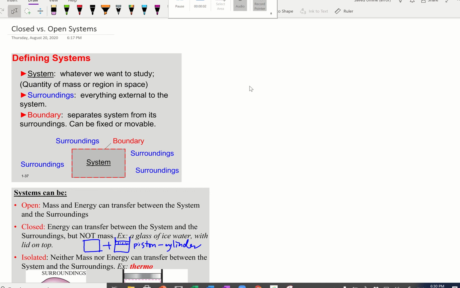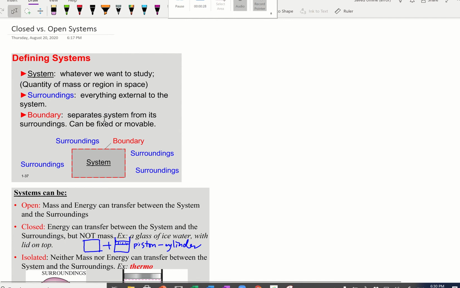Hi. So we're going to introduce some basic thermodynamics concepts in this video. So we're talking about systems. A system is whatever we want to study. For example, I might have a rigid container and inside is full of air. Okay. So my system is the air inside that rigid container and the surrounding is external.